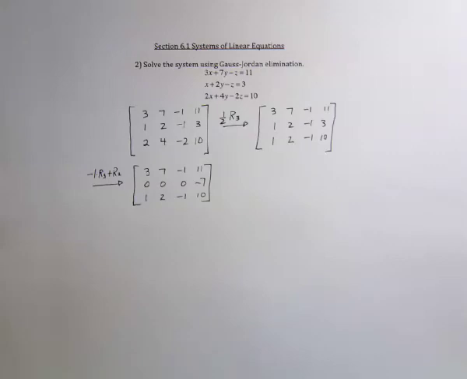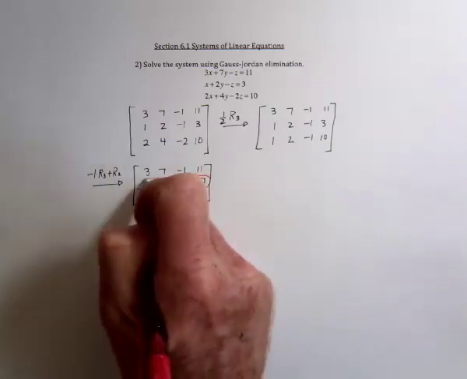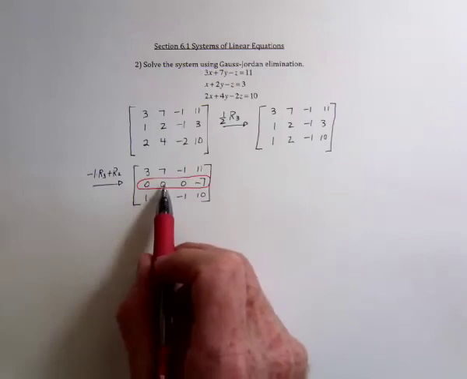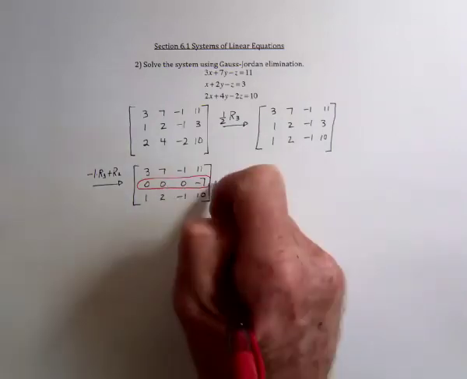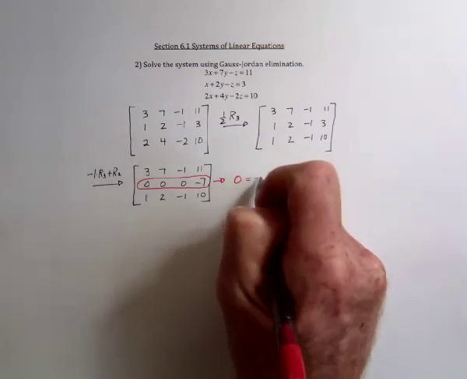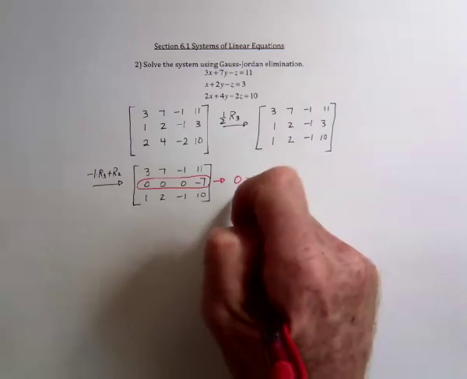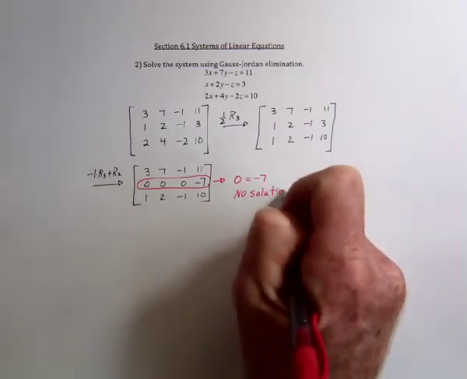And at this point, I can actually stop, because what I have now says that when you have 0 x's and 0 y's and 0 z's, that equals a -7. So this row right here is saying that 0 equals -7, which is not possible, which means this problem has no solution.